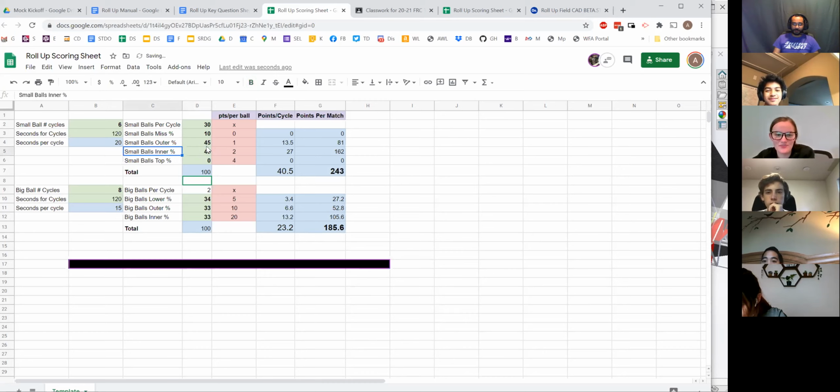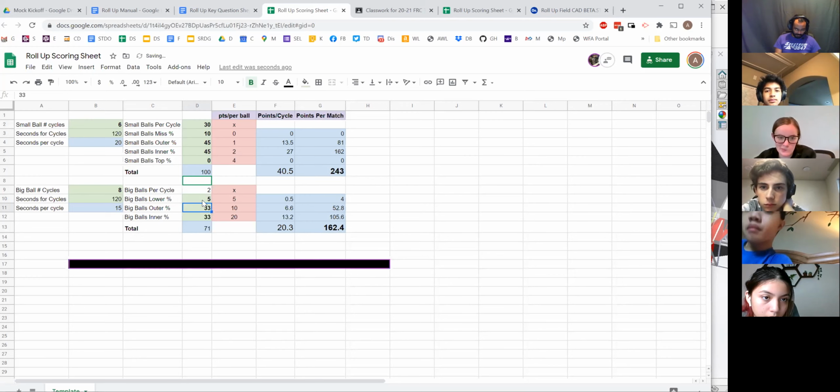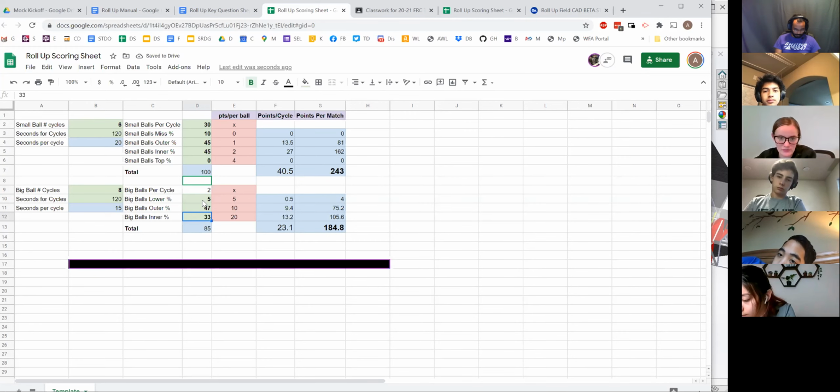Okay. So if you limit this down to only 10% misses on 30 ball cycles, and you do 6 of them, you can hit 243, which is a lot of points. If you change this down to where maybe you're only hitting 5 in the lower goal, so now you're doing 47 and 40. Yeah. You're getting closer in points once you start upping your inner and middle goal percentages for the big balls. If you're doing 8 cycles, if you can push that, if you do 9 cycles, you immediately start doing more.